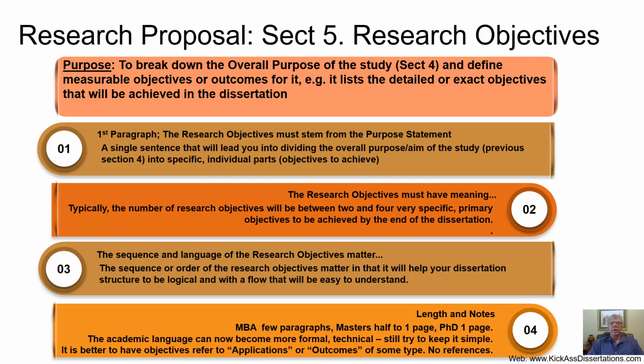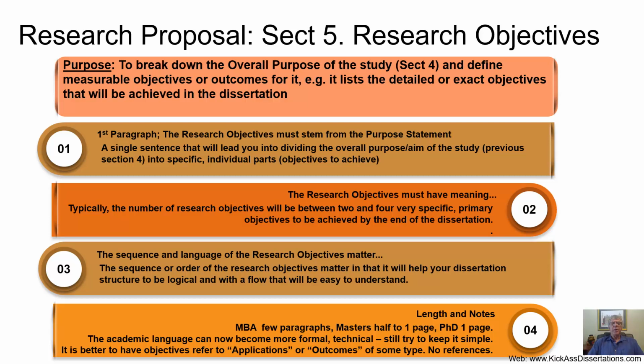Let's look at the length and some notes. For MBAs, it's going to be a few paragraphs only. You have your introduction sentence and you're going to list your 4 or 5 objectives. It's really as simple as that. Master's degree, probably half a page to maybe 1 page, with a little more context inside. And then PhD, also about 1 page. This is not a long story. It simply takes the previous overall objective and breaks it down into its components.